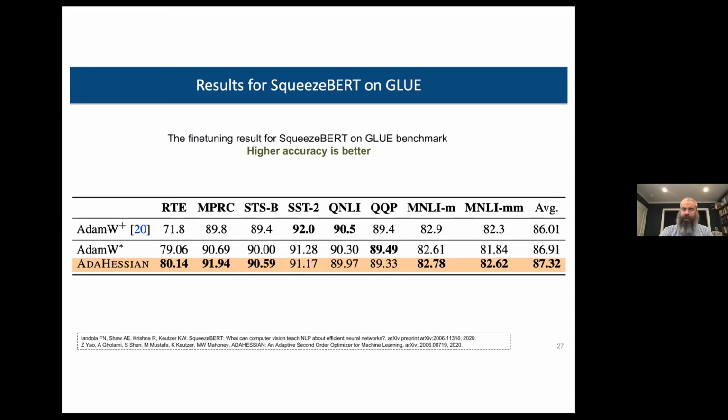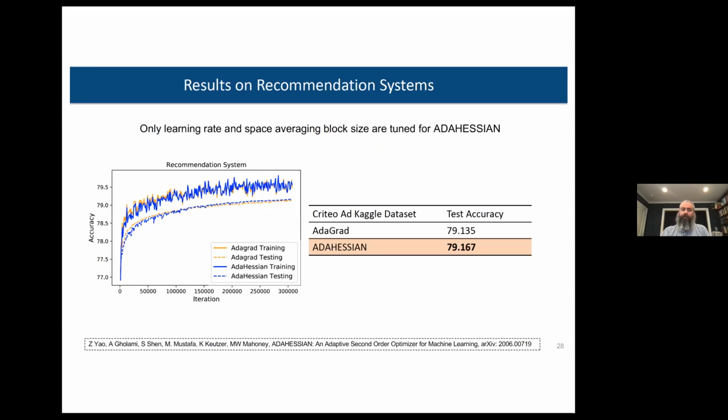So results on recommendation systems. Here, this is test accuracy, and this was comparable to Adagrad. So SGD, I don't even have the results here for SGD and Adam, which were much worse. So Adagrad was the state of the art here. AdaHessian is comparable, slightly better.